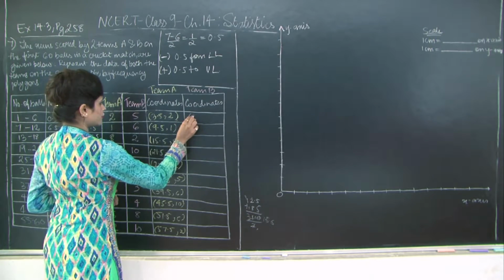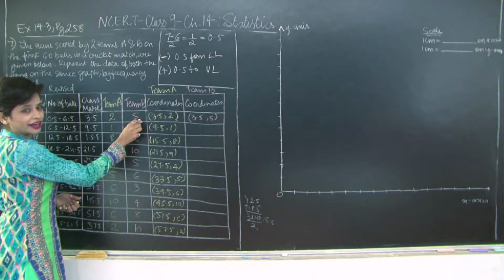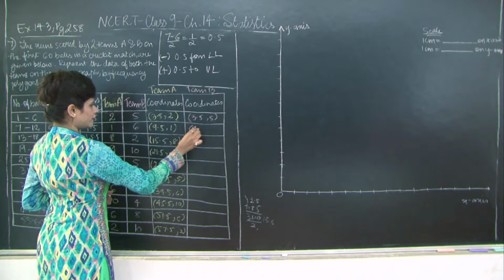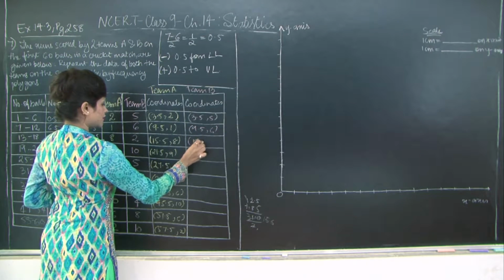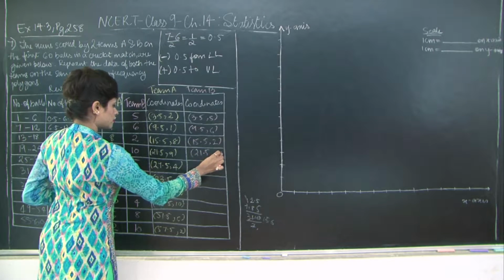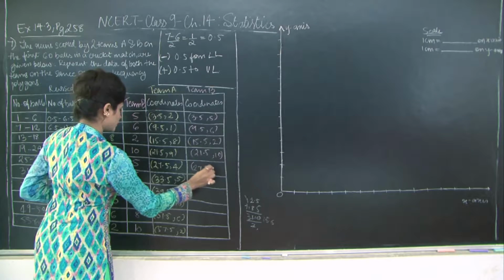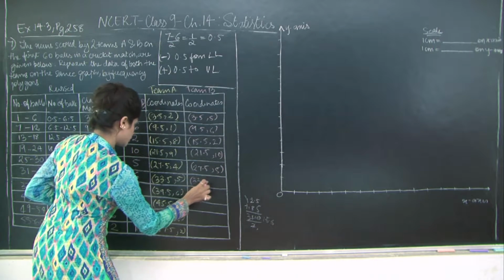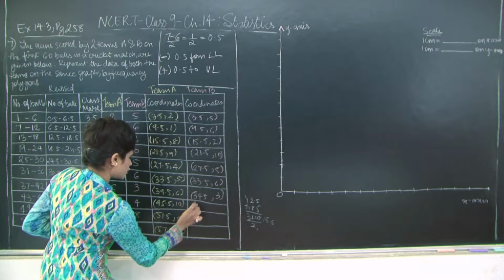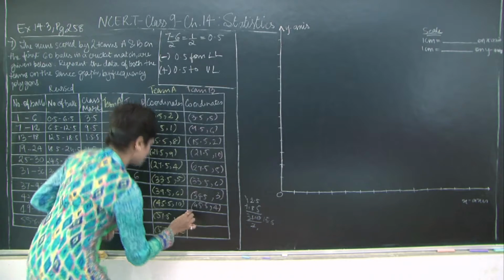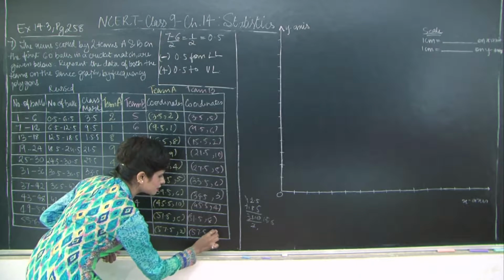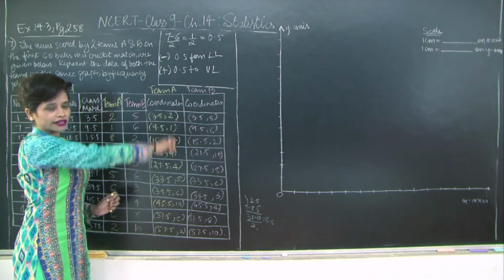So this is going to be again 3.5, 5. So 3.5, 5, 9.5, 6, 15.5, 2, 21.5, 10, and so on, right? 27.5, 5, 33.5, 6, 39.5, 3, 45.5, 4, 51.5, 8, 57.5, 10.